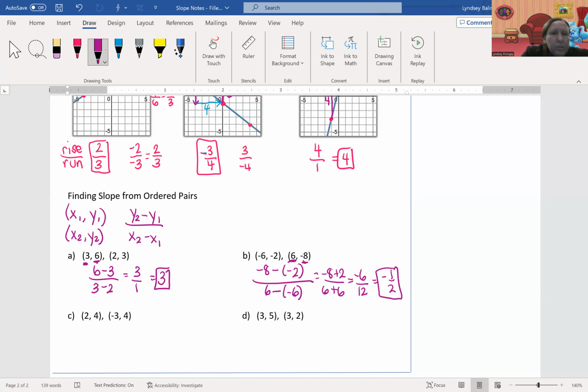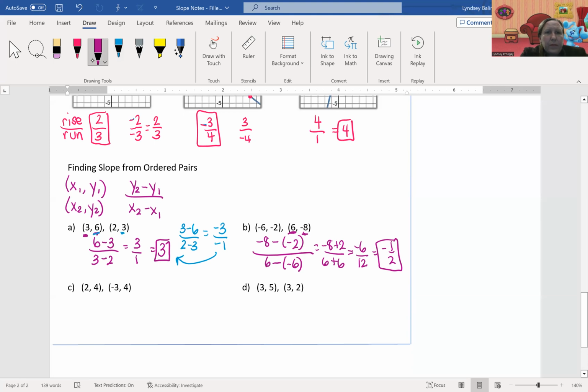I do want to just go back to A real quick because I want to show you it works both ways. So we did 6 minus 3 first. If we had done 3 minus 6, so this y minus this y, we would have also then done 2 minus 3. We would have gotten -3 divided by -1, and a negative divided by a negative is still a positive. So just as long as you're doing the right thing with your signs, you're good.